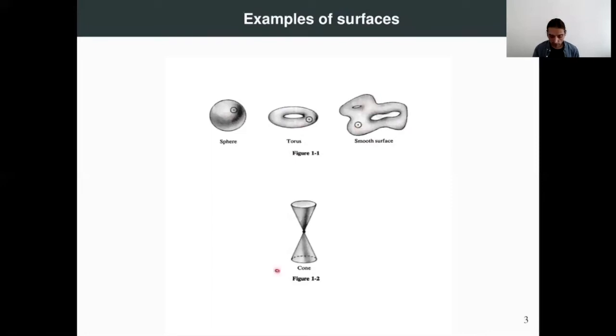Downstairs, we have an example of something that is not going to be a manifold for us. It can be considered as a variety, but it's not a manifold because it has a special point. This point clearly has a different nature from the others locally, so it's not going to be a manifold.